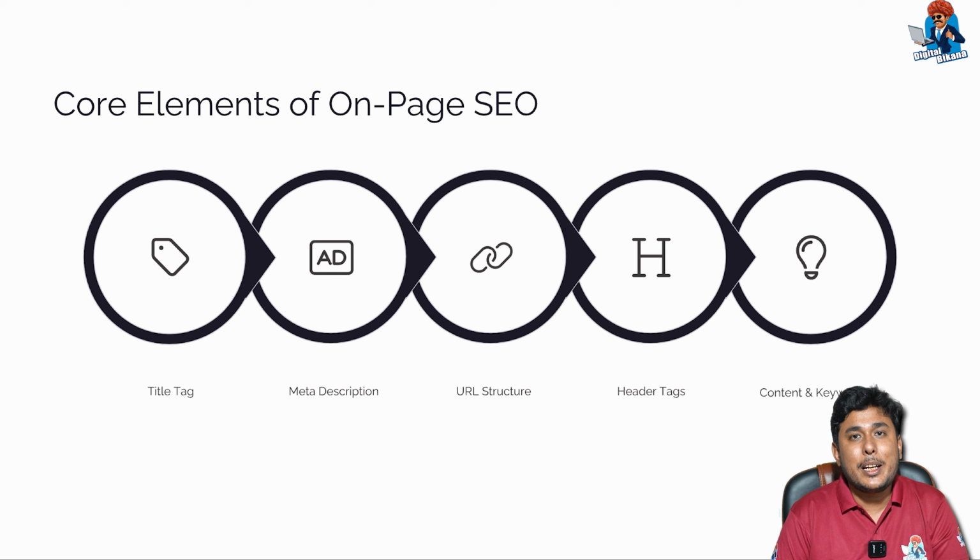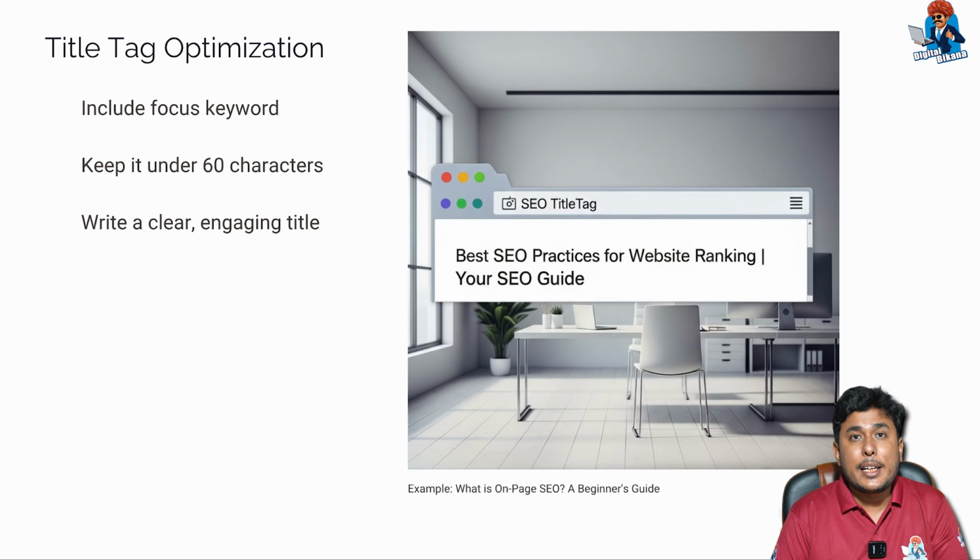Let's explore the key components of on-page SEO. These are the factors you need to get right to ensure both search engines and users find your content useful and relevant. The title tag is the clickable headline users see in search results. It should include your focus keyword and remain under 60 characters for better display.